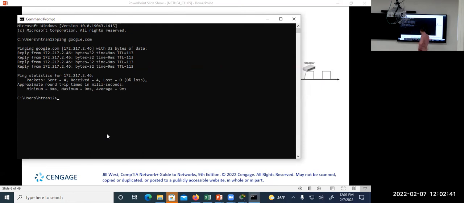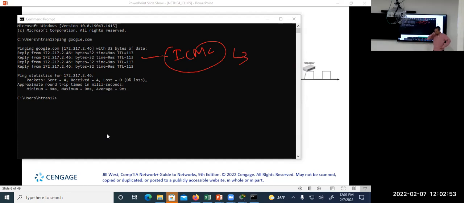The ping message belongs to ICMP, which you know is a layer 3 protocol of the TCP/IP model. There is one more tool you can use, traceroute. In the case of ping, it tells you whether you are able to reach the destination or not.